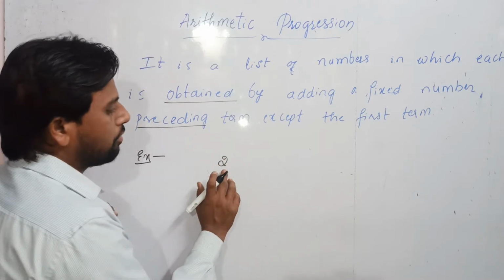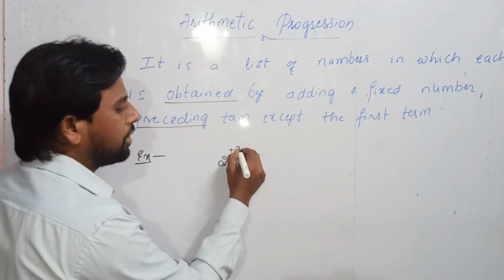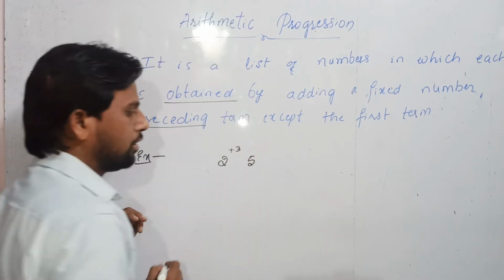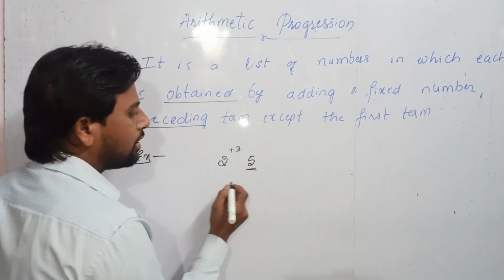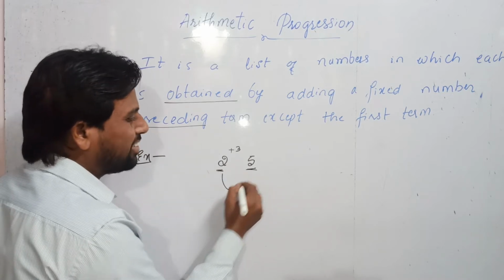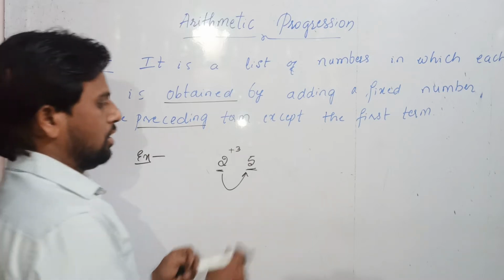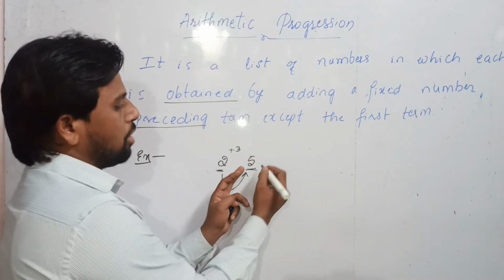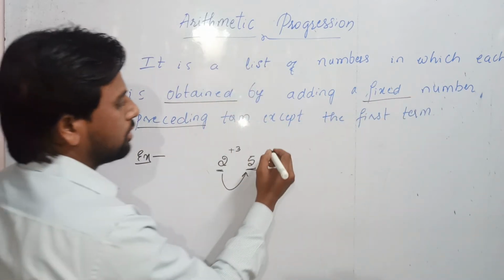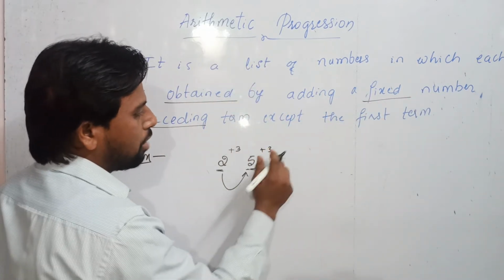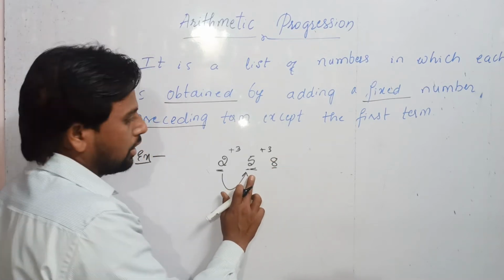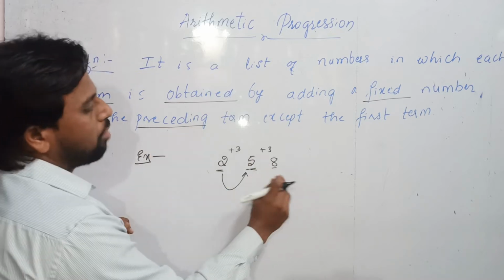Say for example, if I add 3 to this number, then 2 plus 3, how much, student? That is 5. So 5 is considered as the next number after 2. It means 2 is the preceding term of 5. Now what is the next number after 5? Again I have to add the fixed number, 3. So 5 plus 3, how much, student? Here 8. So 8 is the next number after 5, and 5 is the preceding term of 8.